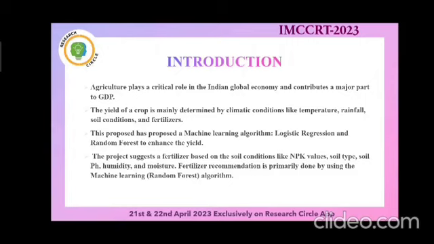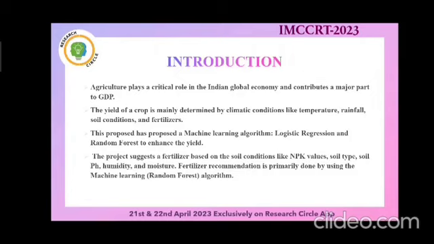This project suggests a fertilizer based on the soil conditions like nitrogen, phosphorus, and potassium (NPK) values, soil types, soil pH, humidity, and moisture. Fertilizer recommendation is primarily done by using the machine learning random forest algorithm.